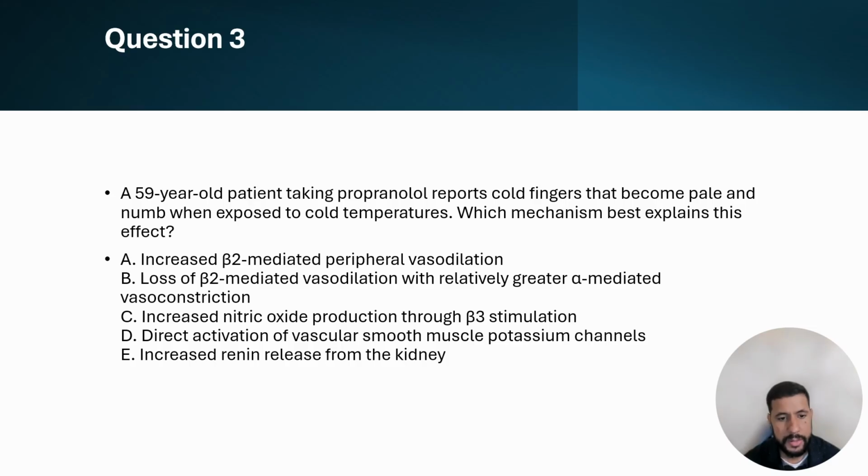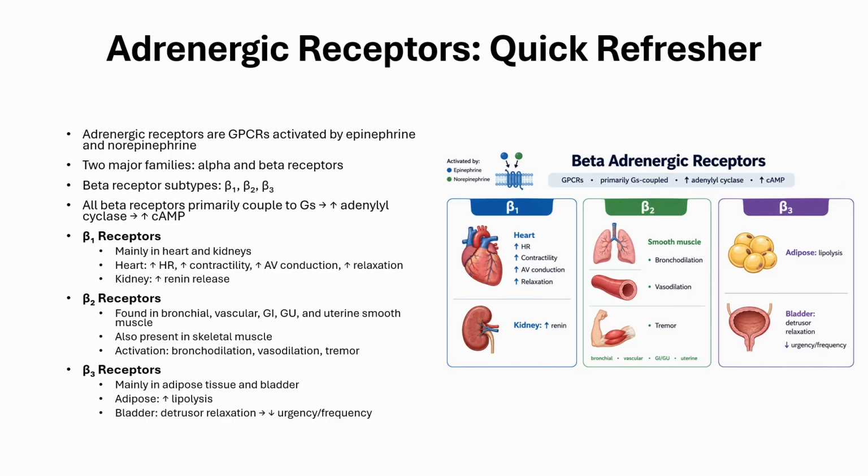C. Increased nitric oxide production through beta-3 stimulation. D. Direct activation of vascular smooth muscle potassium channels. Or E. Increased renin release from the kidney. Let's do a quick refresher on adrenergic receptors to better understand how beta blockers work. Adrenergic receptors are G protein coupled receptors that are activated by catecholamines such as norepinephrine and epinephrine.